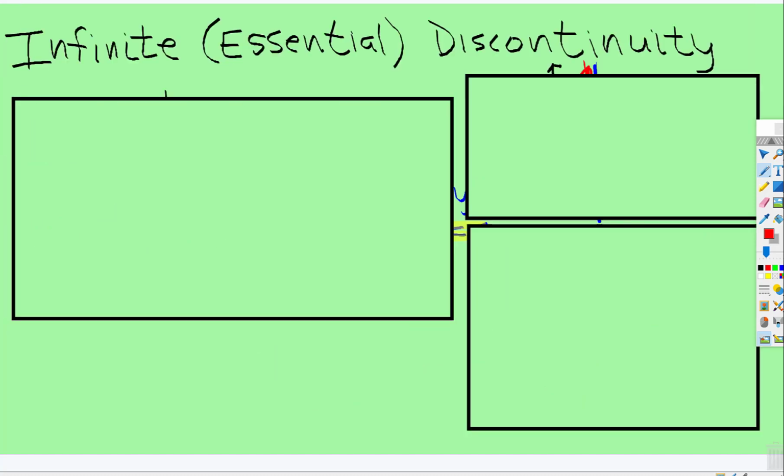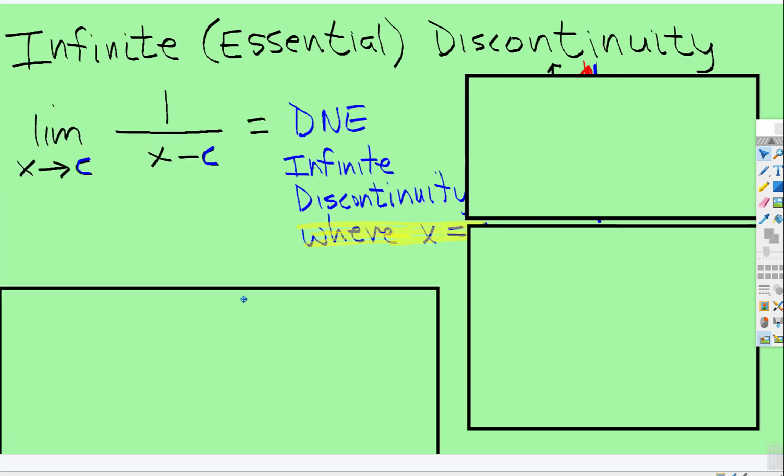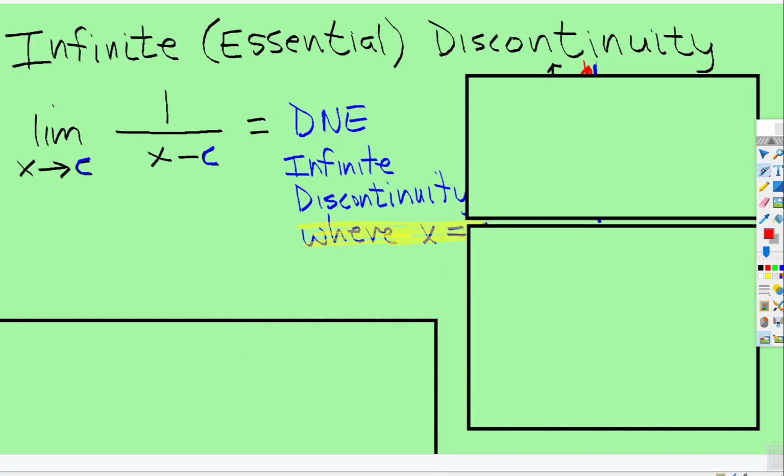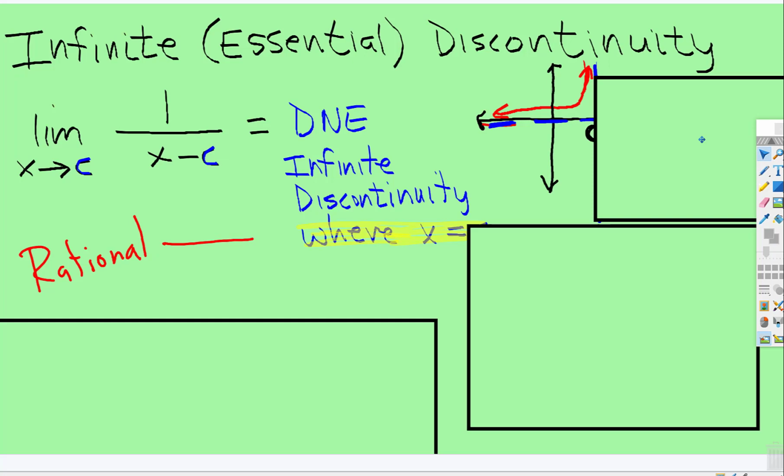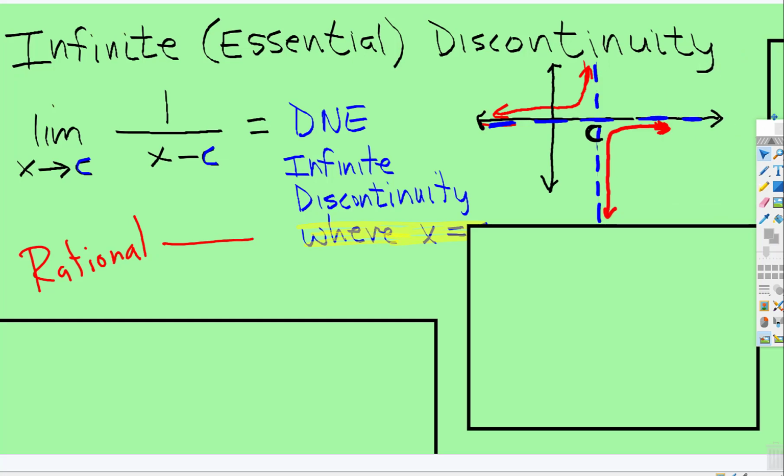All right, then we have what's called infinite. I like to refer to it as infinite, but I think there might be a lot of college professors that refer to it as essential. So if you're going into engineering or computer science or science, just make sure you talk to your professors which they prefer. So infinite discontinuity is when you have a rational function, and when the denominator zeroes out, you're left with an asymptote.